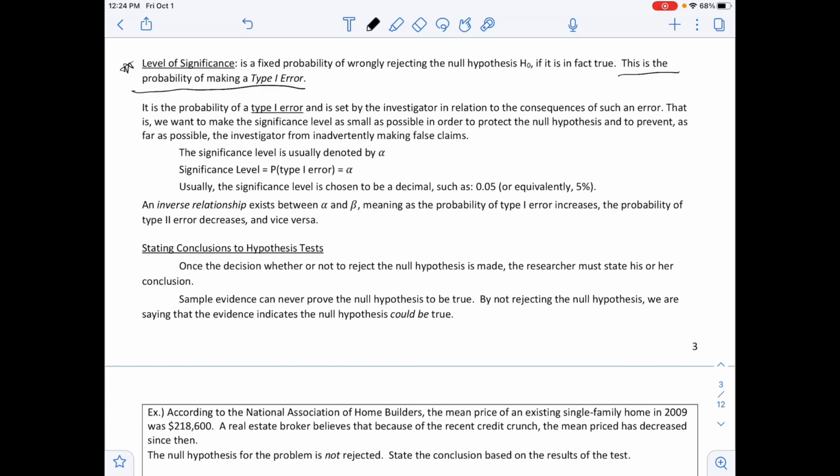So stating conclusions for hypothesis test. We're always going to write about each one. And the reason why is because that's what we are testing.